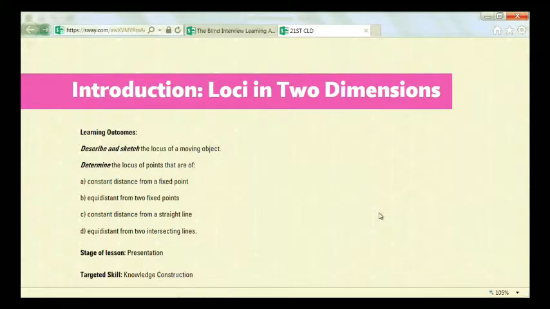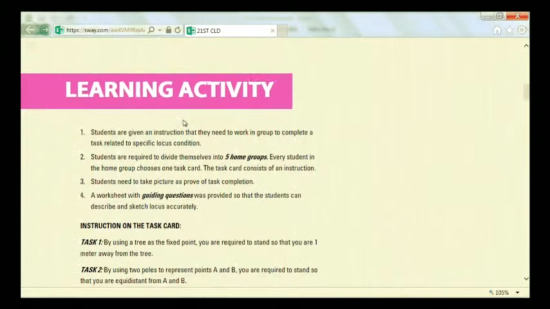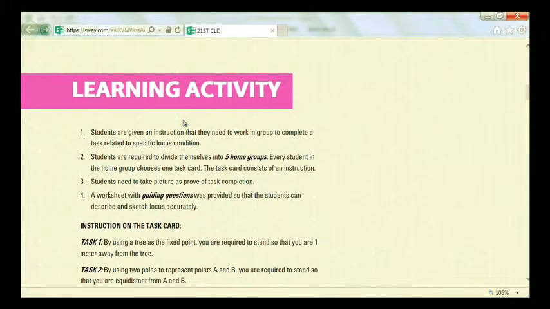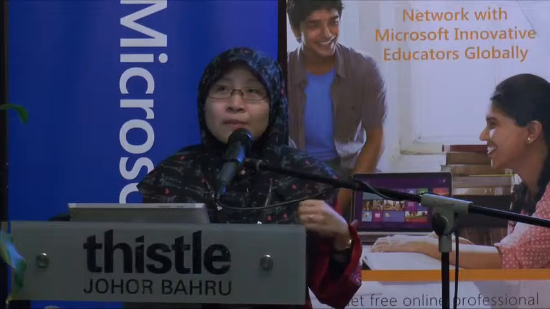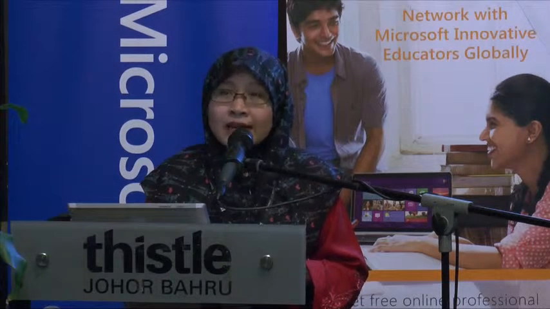Okay, so this learning activity is at the stage of presentation, and the targeted skill that I aim for here is knowledge construction. Basically, when a maths teacher comes to class, he or she will have to introduce and explain a certain mathematical concept. So how I try to implement 21st century skill here is not just by telling them.